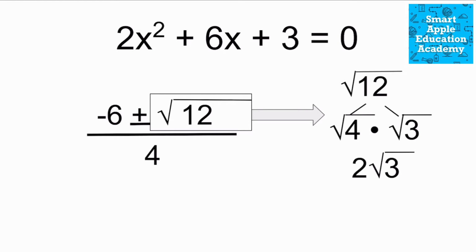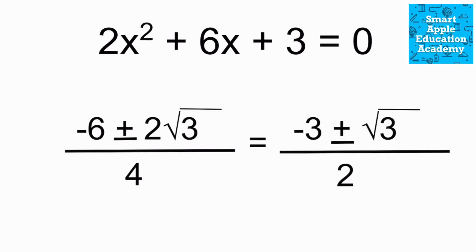So we can take this even further and simplify the square root of 12. The square root of 12 can be broken down to the square root of 4 times the square root of 3. The square root of 4 is 2, and we can keep that square root of 3. So we have it simplified down to negative 6 plus or minus 2 times the square root of 3 over 4. We can take this and reduce it even further.